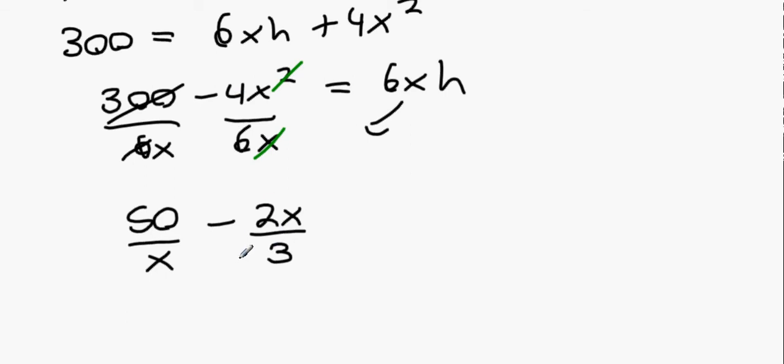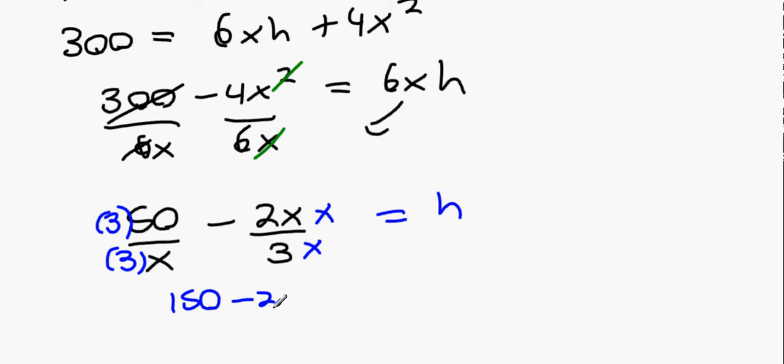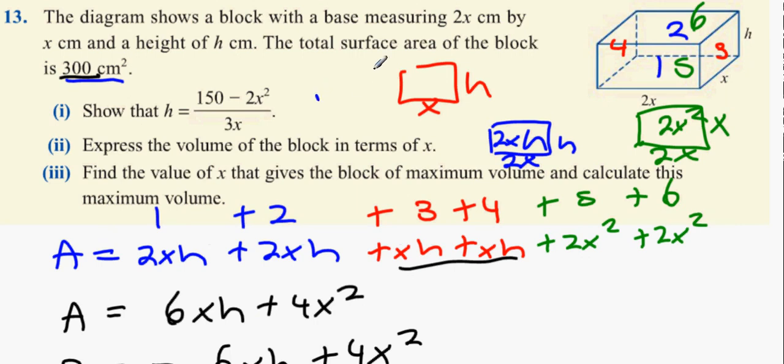Now I need a common denominator here. So we're going to multiply the bottom one here by x and this one by x, and then we're going to multiply this one by 3 and this one by 3, and we get 150 minus 2x squared all over 3x equals h. I believe that's what we're asked to do.